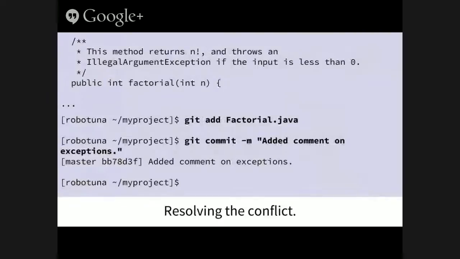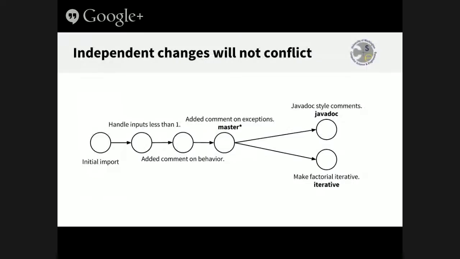And now they're there. So now I want to show an example in which you can make changes in two branches that don't conflict, and then you'll see that Git is able to merge them smartly. So in one branch, we're going to update the comment that we just added to make it into a Javadoc style, and in another branch we're going to change factorial so that it's an iterative algorithm rather than a recursive one.